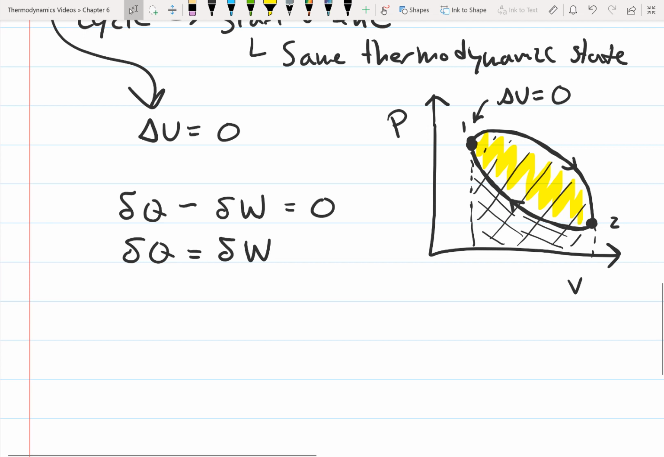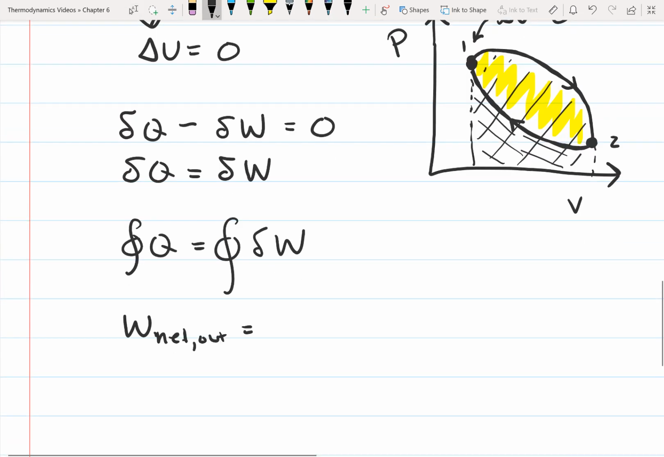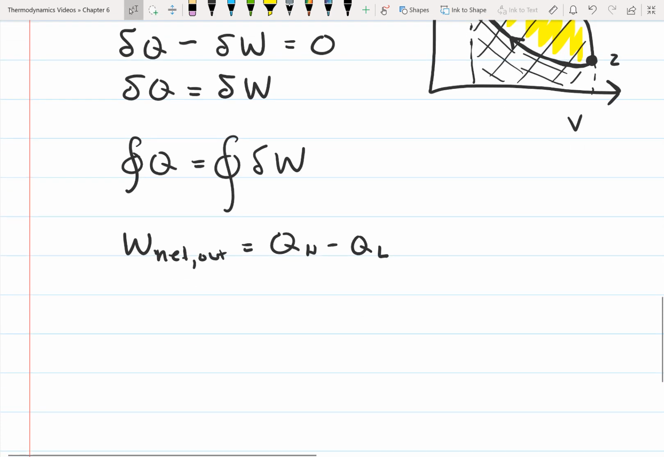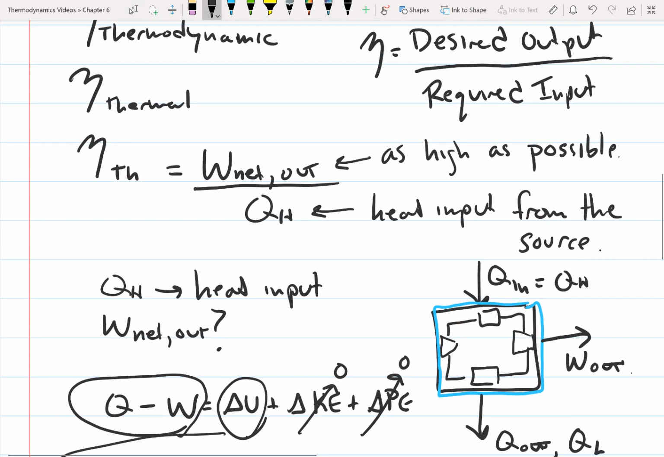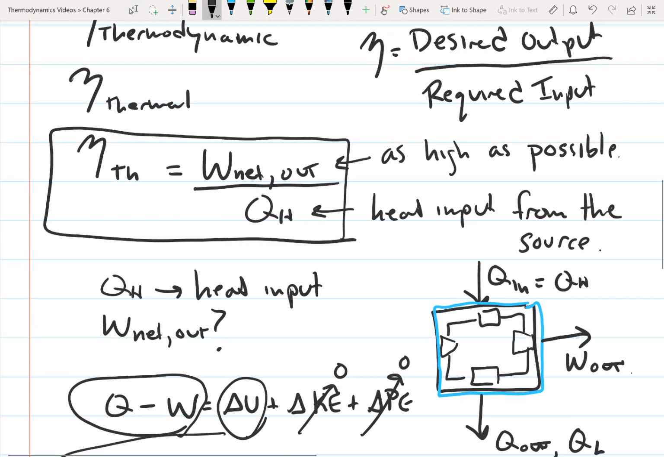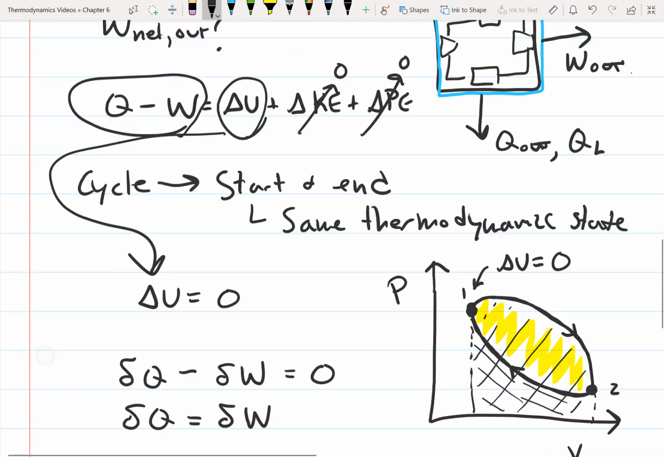So in order to get the work, we want to integrate over the cycle. Remember, this integration just says that we're integrating over the entire cycle. So if we integrate this, the net work out is equal to QH minus QL. Then if we go back up to our equation for the thermal efficiency, we can plug that net work in, and we already know QH.